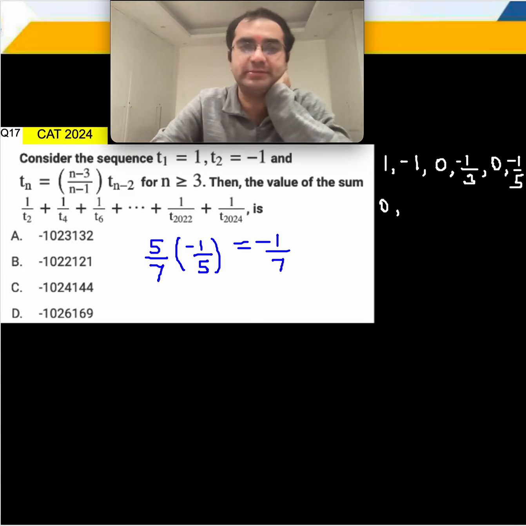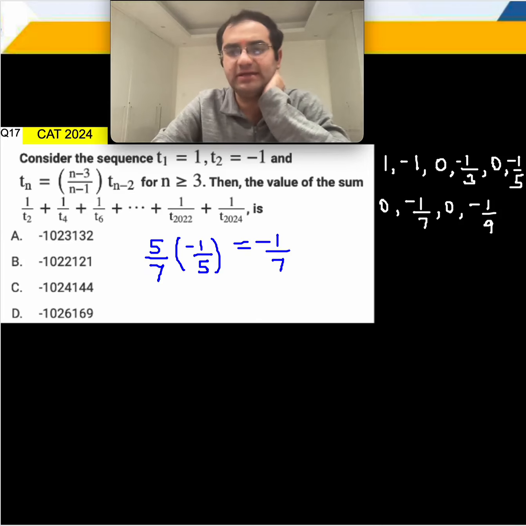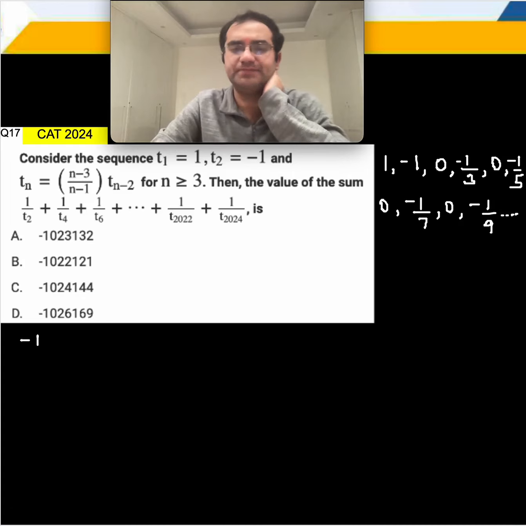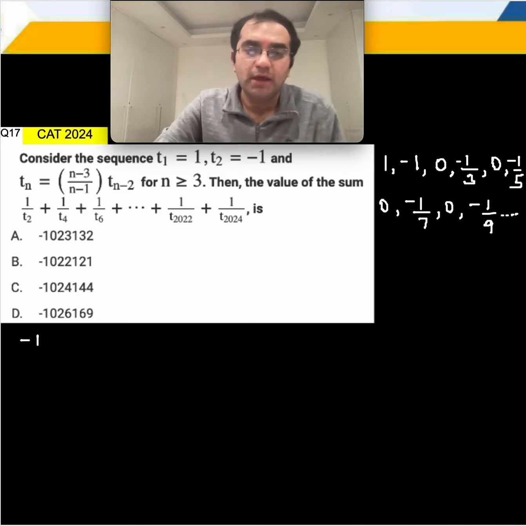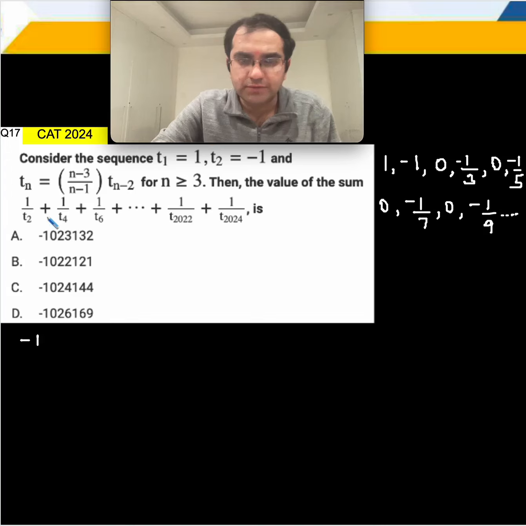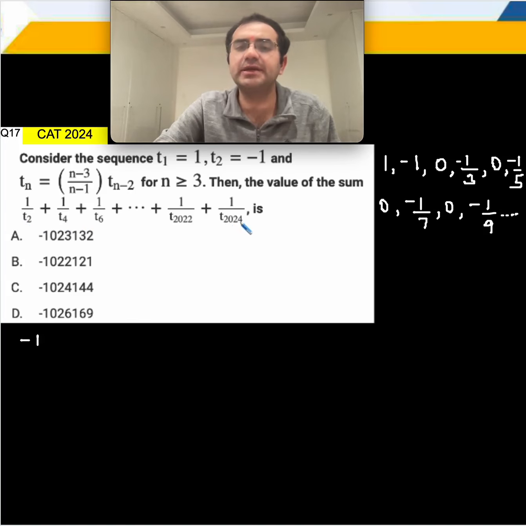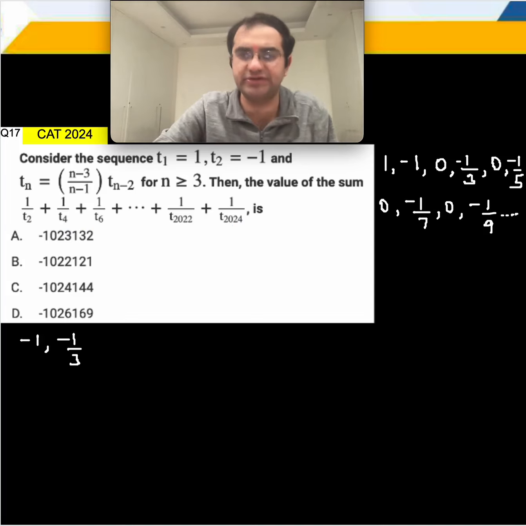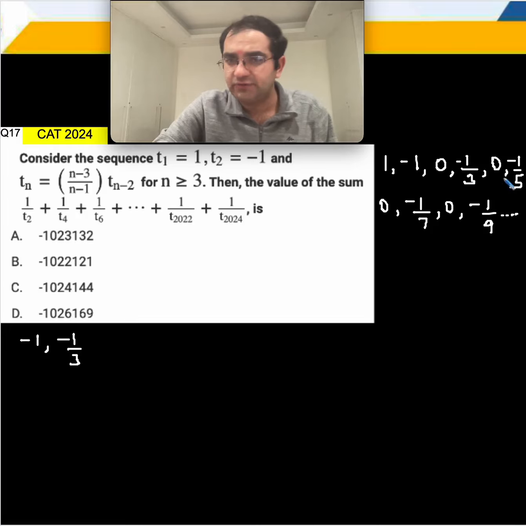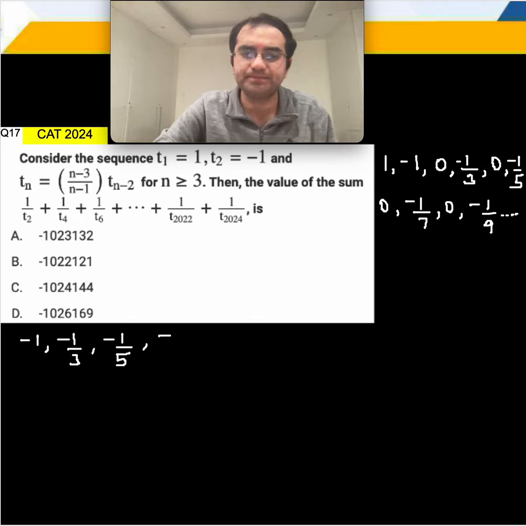अब मुझे पैटर्न मिल गया. minus 1 upon 7, then 0, minus 1 upon 9, then 0, and so on. ठीक है. So now I have to write down only the even terms t2, t4, t6, t8 up till t2024. तो even terms लिखते हैं minus 1 by 3, second, fourth, sixth, minus 1 by 5, minus 1 by 7, minus 1 by 9, ऐसे करते करते. ठीक है.